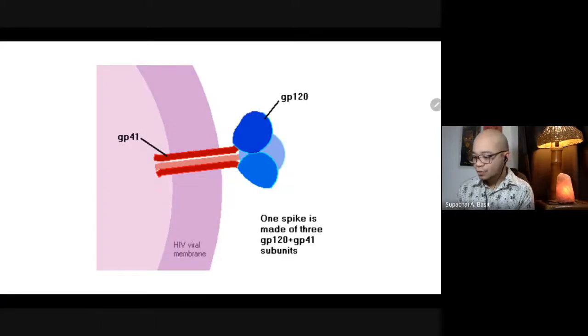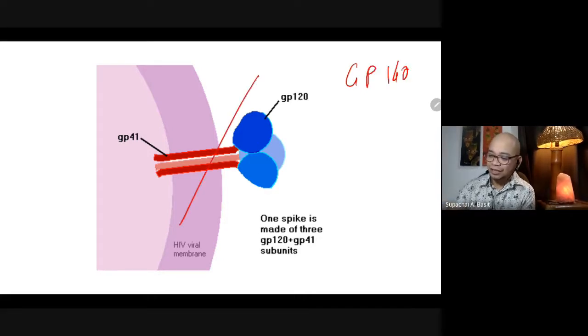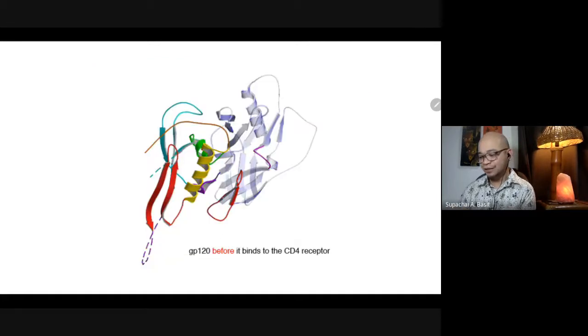Okay, so by the way, this particular picture here shows the envelope glycoproteins. The precursor is GP160, and there are two subunits, GP120 and GP41.